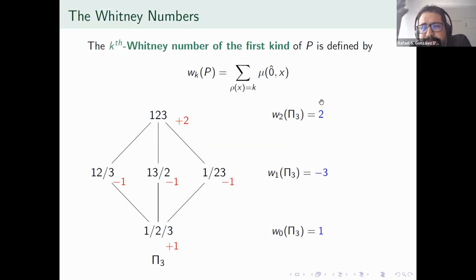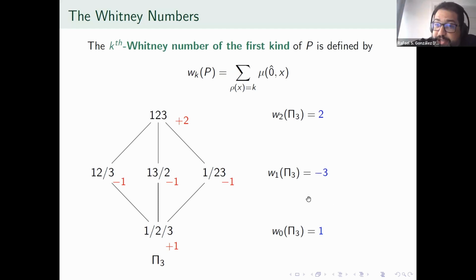I want you to keep in mind these numbers, because these numbers are going to show up a little bit more. Also, the Whitney numbers of the first kind are very famous because they appear in many other disciplines. In particular, they appear as coefficients of the chromatic polynomial. These are the coefficients of the chromatic polynomial of the complete graph. So these are very well studied numbers.